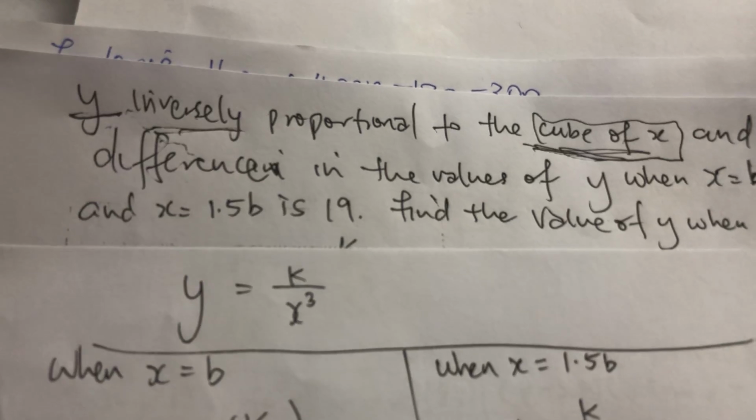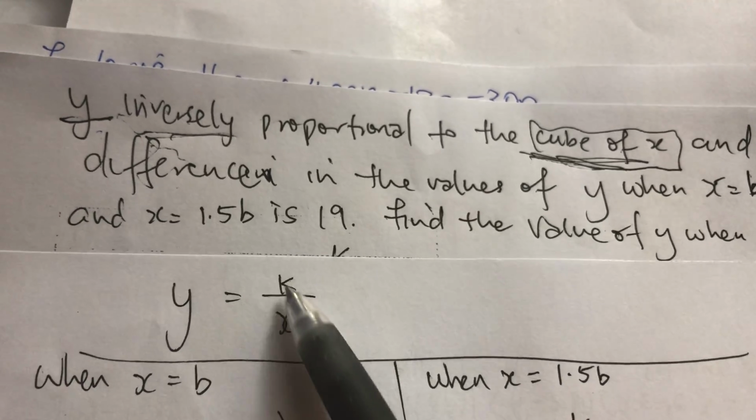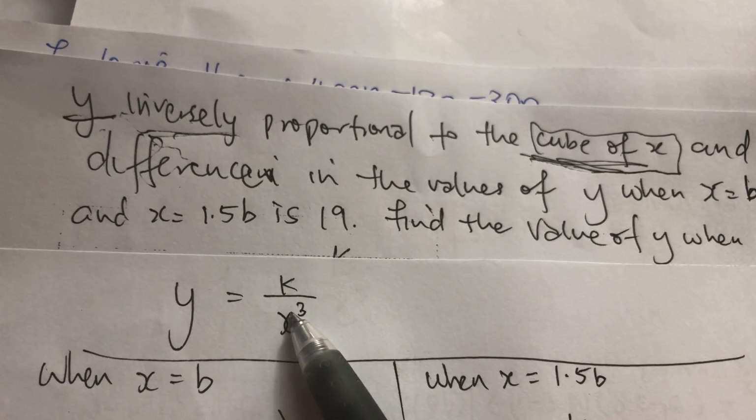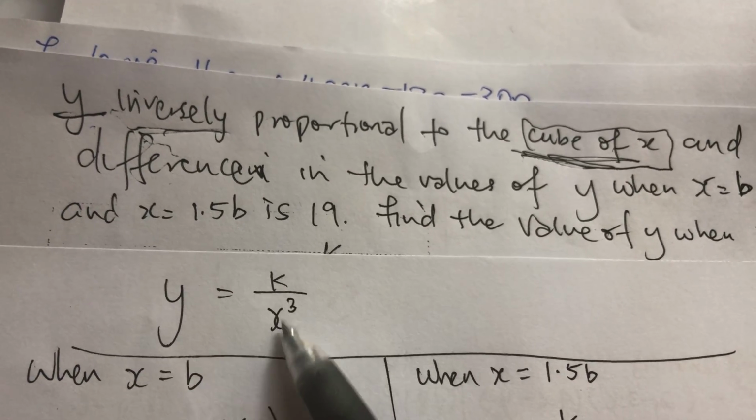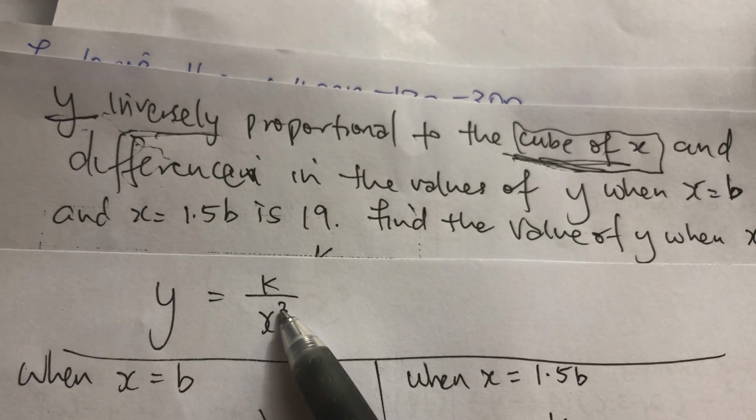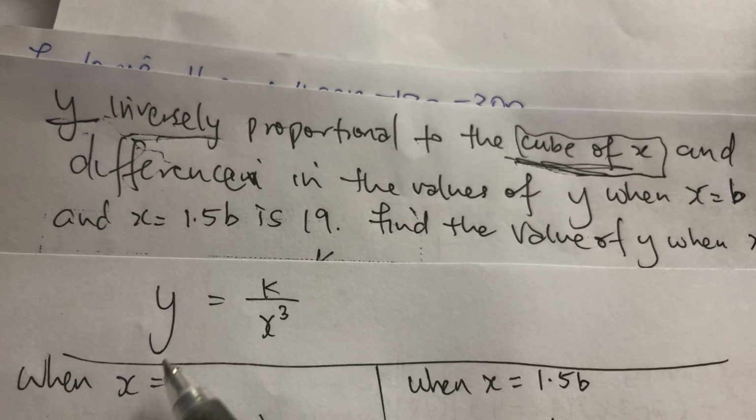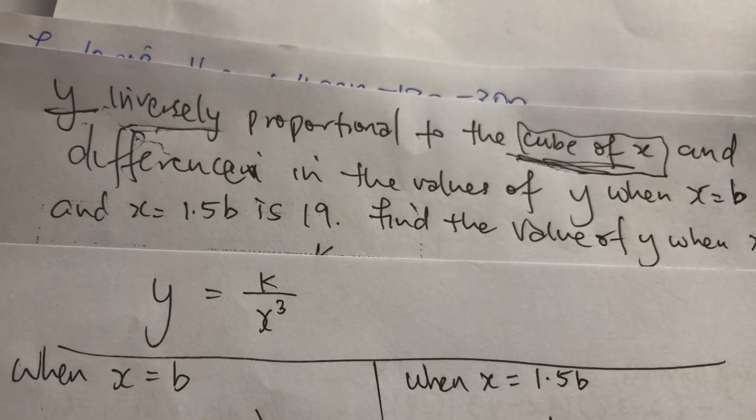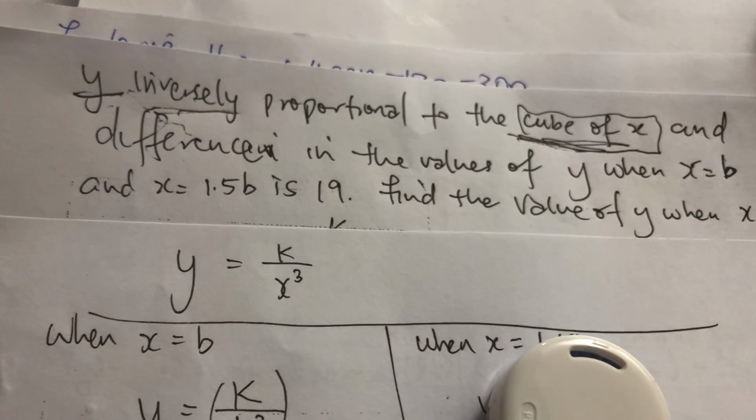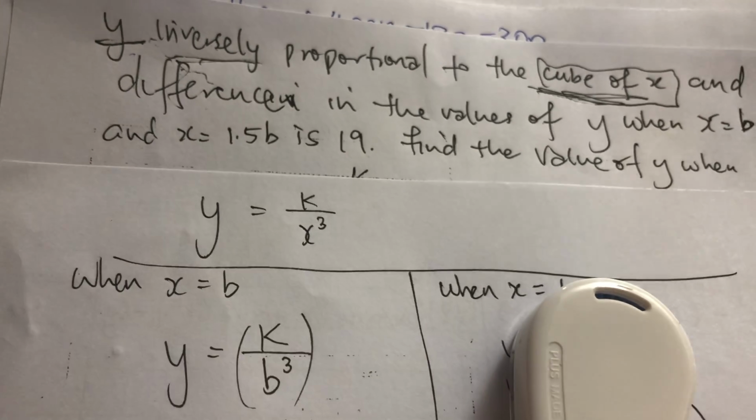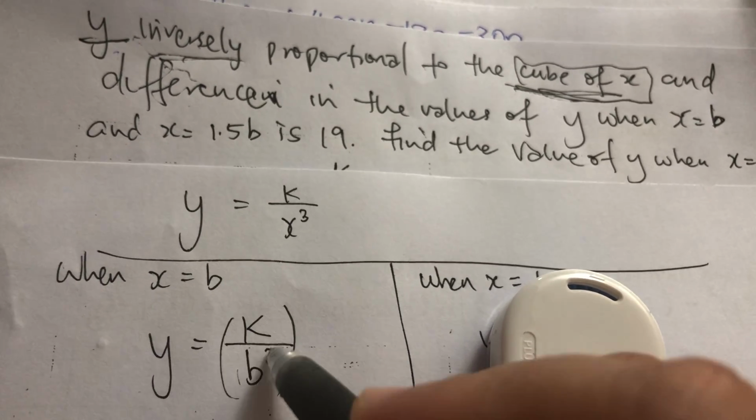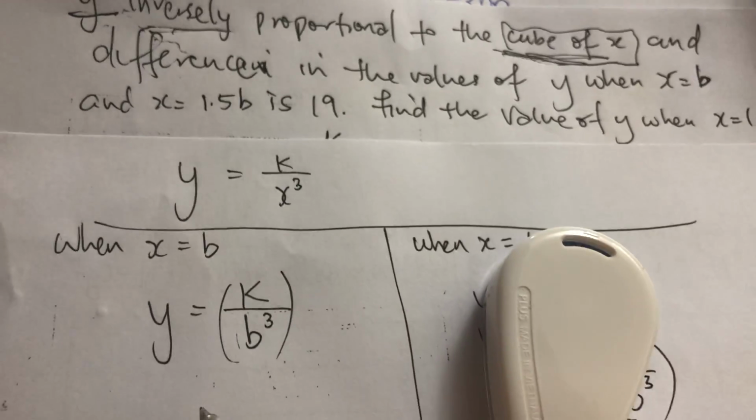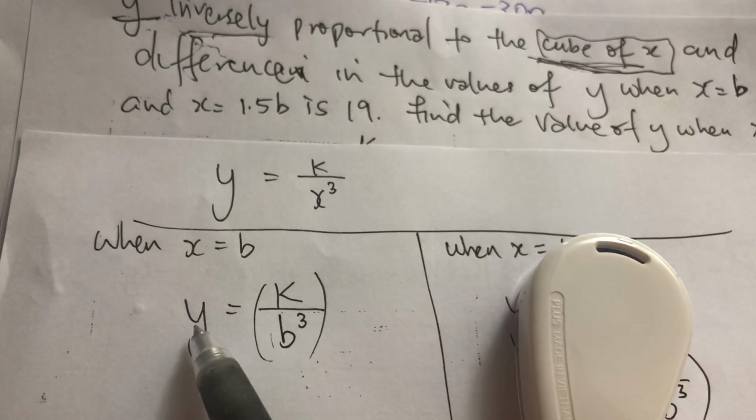You sub x equals b into this equation. That means replace the x by b, okay? And remember to put your brackets when you replace, otherwise you will make a mistake. Brackets are very important. Okay, so let's look at the left hand side first. So you substitute the b here, so it's just b cube, this is straightforward. Alright, that's all for when x equals b.